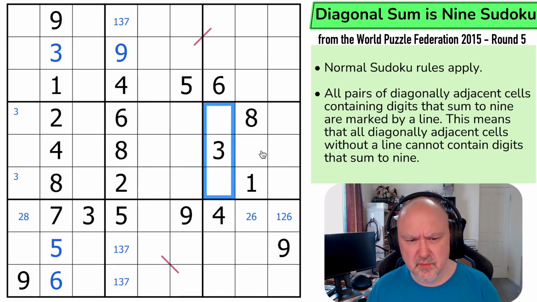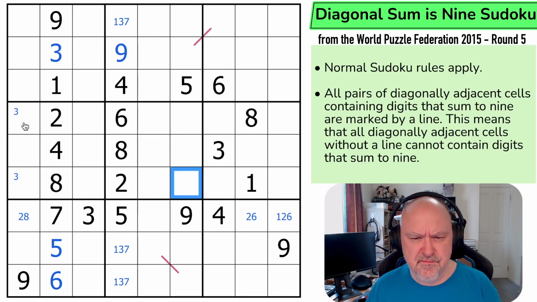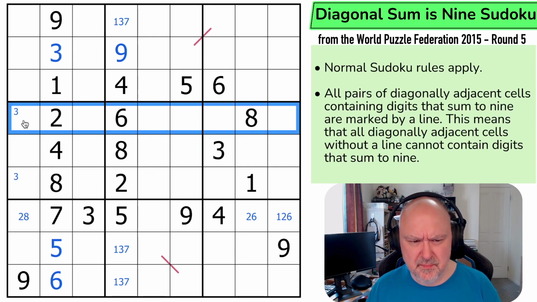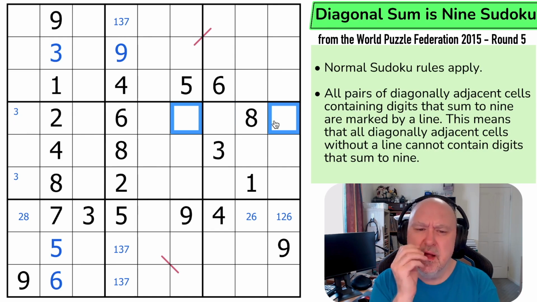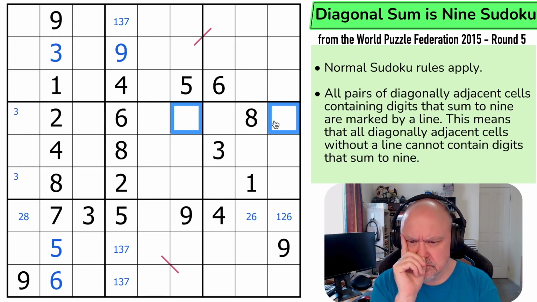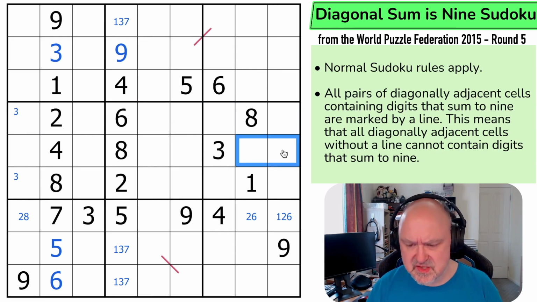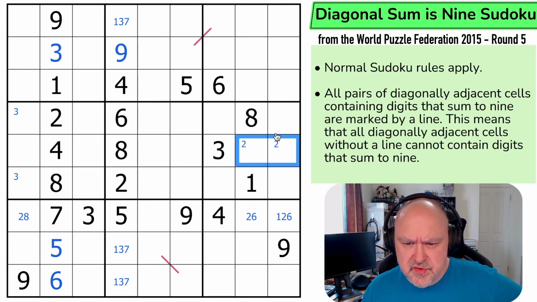No, that's not helping me. 6 is in one of those, but 6 can't go diagonally next to a 3, but I can't do that anyway. 4 in this row can't be in any of those, can't be next to a 5, but it couldn't be there anyway. 4 is in one of those two. I'm not clicking to this yet. 2 is in one of these two by Sudoku. 2 is in one of those two by Sudoku.